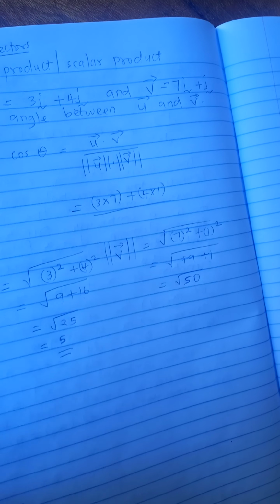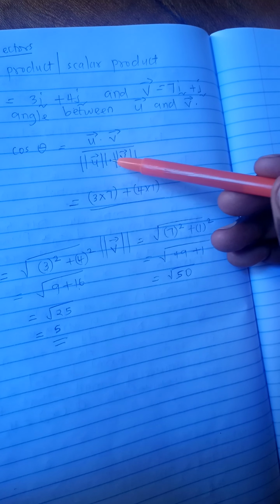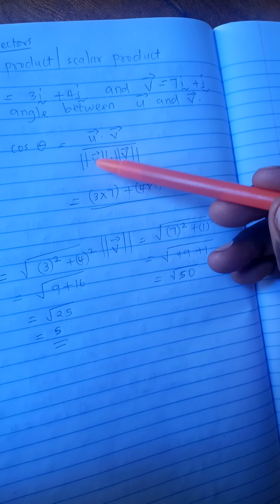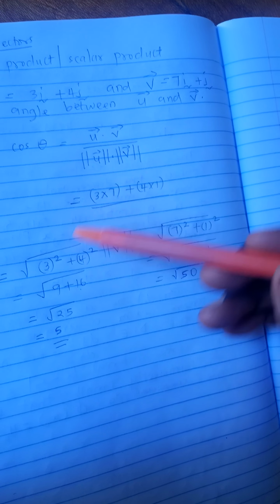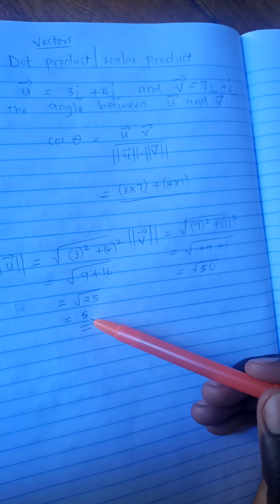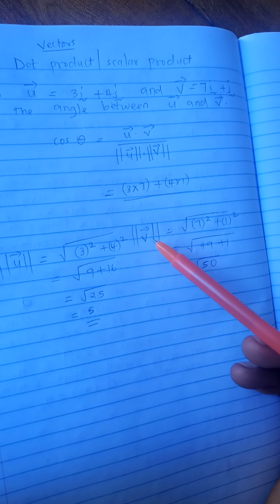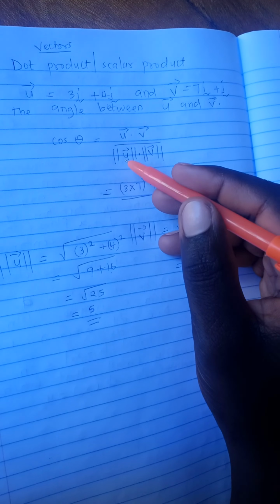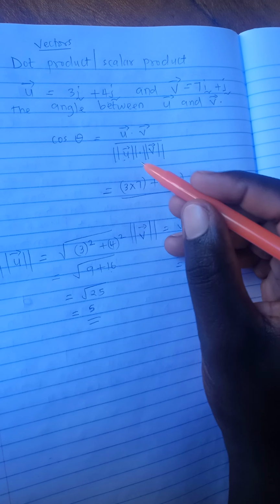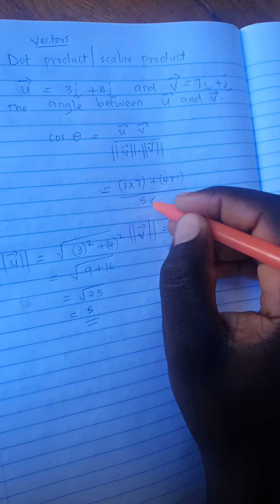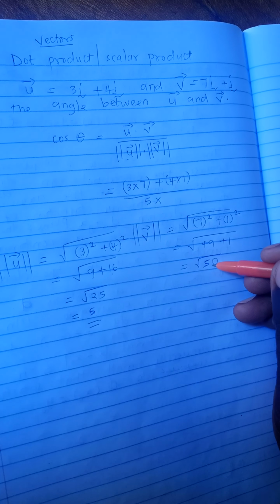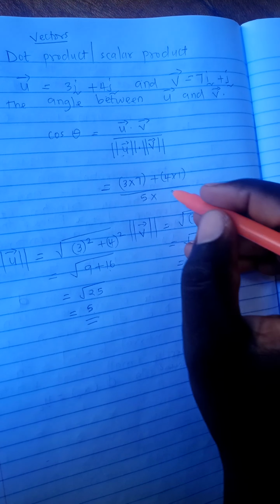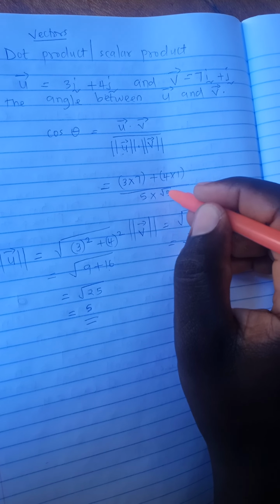Now, ladies and gentlemen, let us put it in our formula. Let us substitute the magnitude of u and the magnitude of phi. So the magnitude of u is 5, multiplied with the magnitude of phi, which is the square root of 50.